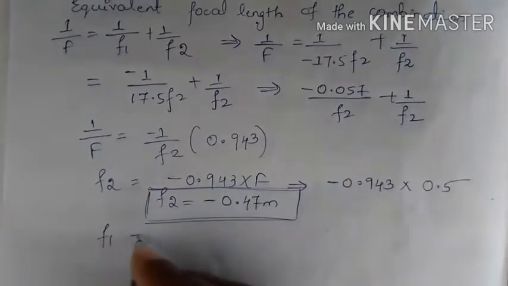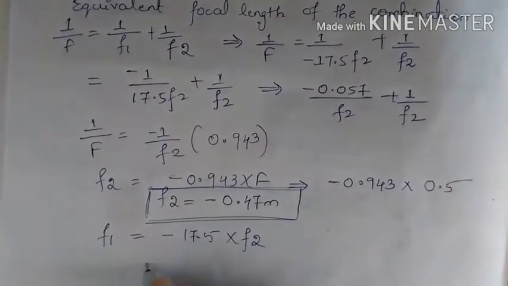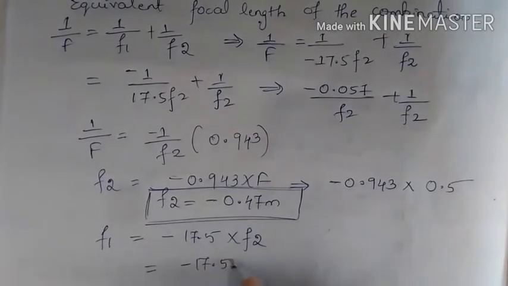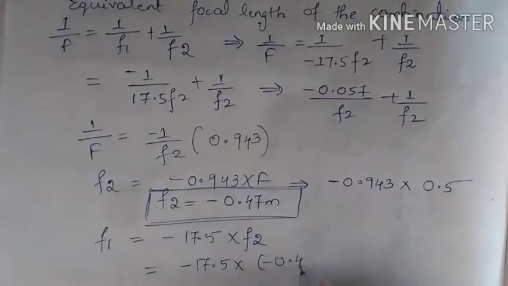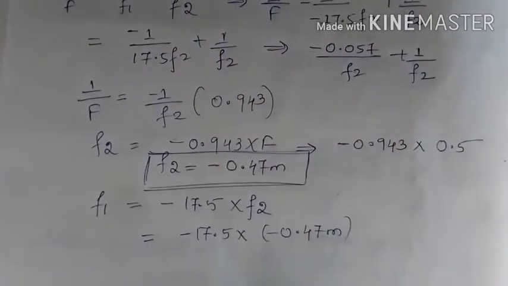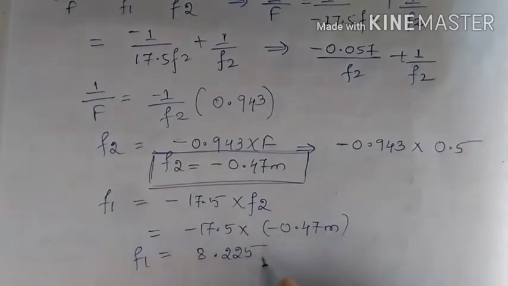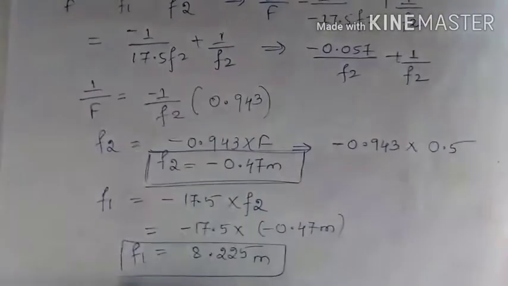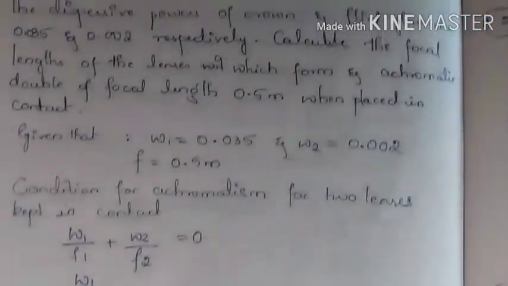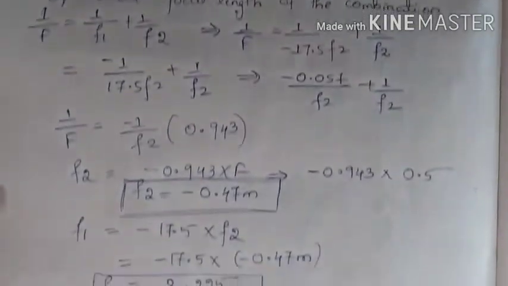Next, f1 is equal to minus 17.5 multiplied by f2. So that is minus 17.5 multiplied by minus 0.47 meters. Then you get f1 is equal to 8.225 meters. So this is the solution for the 11th question. Try to understand the problem and try to solve it once or twice.